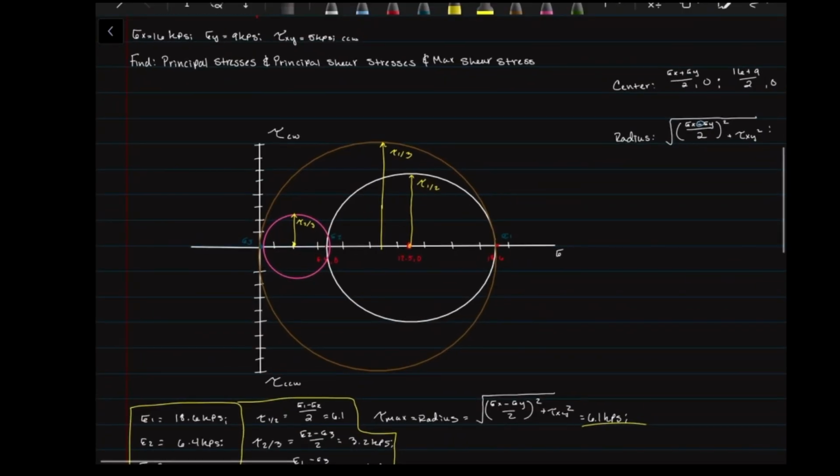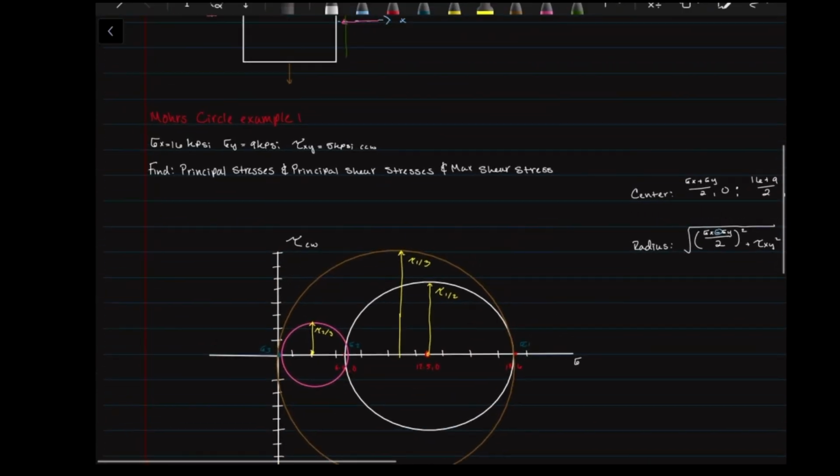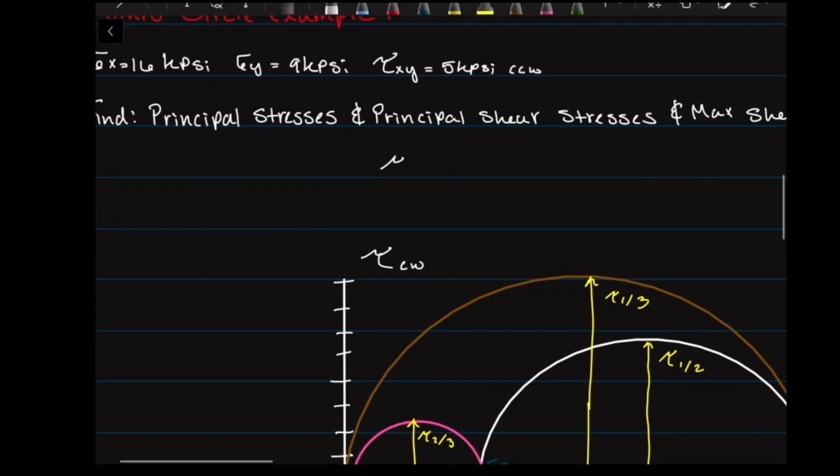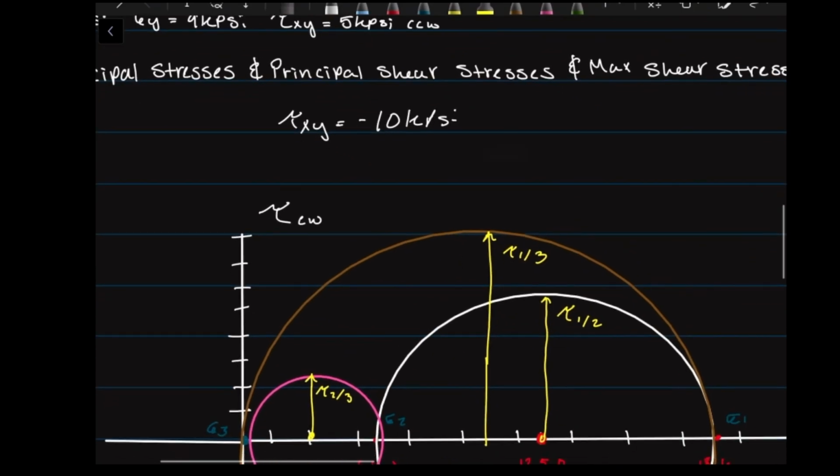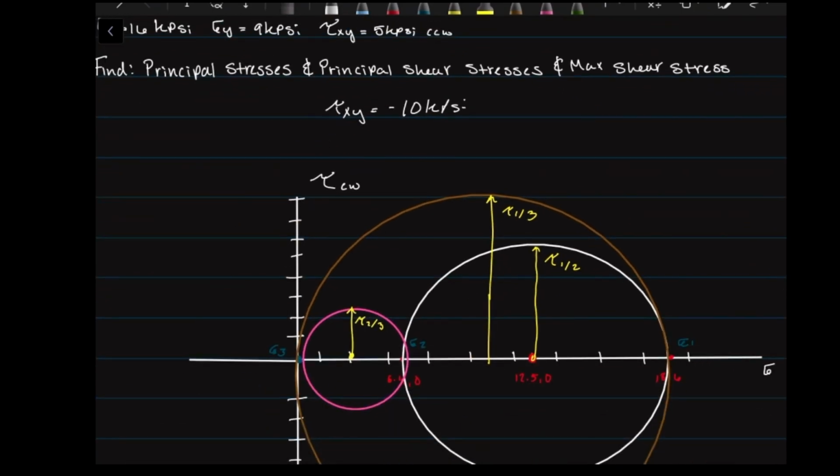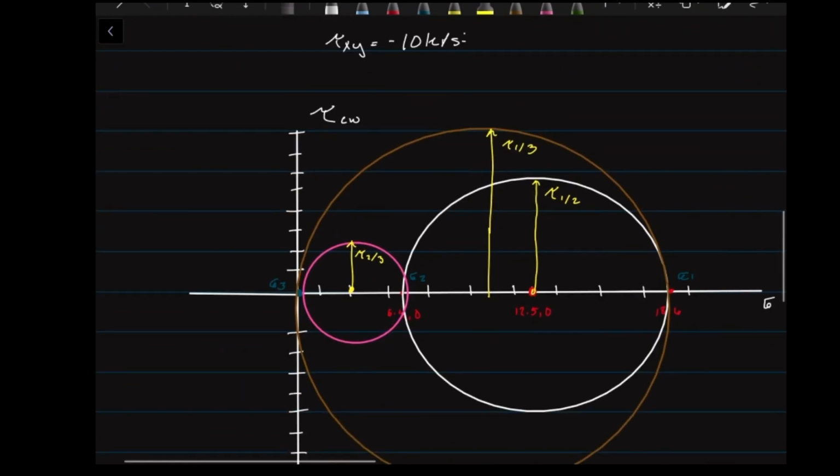Just remember, negative values. If you were to be given a question that was tau xy is equal to negative 10 kpsi, let's say, and you were like, Donald, how do I deal with this? Let me tell you. That's counterclockwise, right? No, you're wrong. That's clockwise. That's correct. That's a good one.